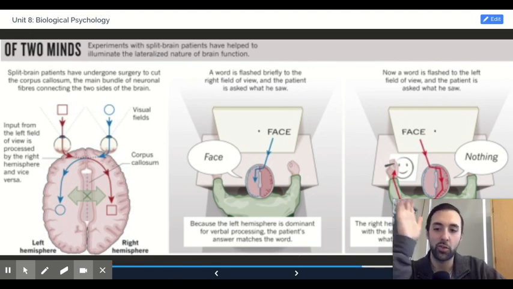But information in your left visual field, which isn't exactly how it works, but let's just say what your left eye picks up, but your left visual field.